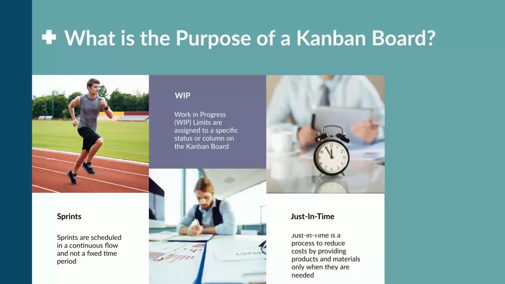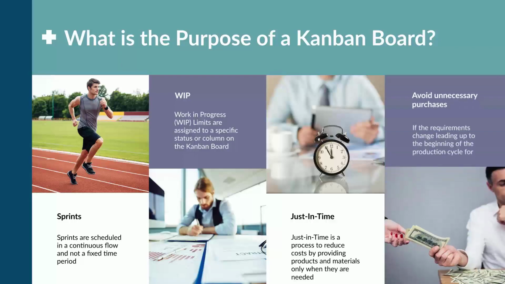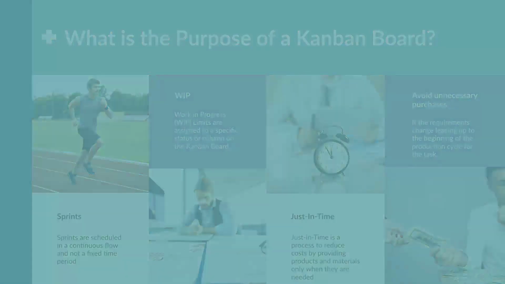Just-in-time is a process to reduce costs by providing products and materials only when they're needed and not before. This helps to reduce costs by ensuring that the right products and materials are in place for any specific task right when the task is about to start. This avoids unnecessary purchases if the requirements change leading up to the beginning of the production cycle for the task.